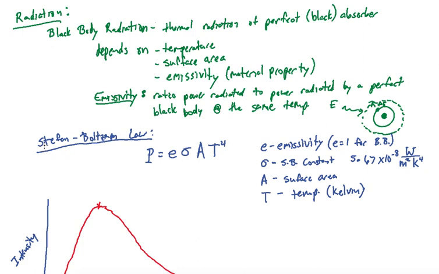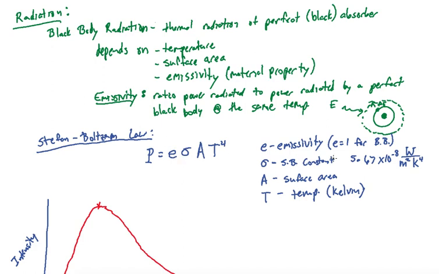It comes from the Stefan Boltzmann law, and it states that the power emitted by an object is equal to its emissivity, this little e, times what is called the Stefan Boltzmann constant, which I've written the value of over here. It's 5.67 times 10 to the negative 8 watts per meter squared Kelvin to the fourth, times the surface area, times its temperature in Kelvin to the fourth power. And so this will tell you how much would be given off.